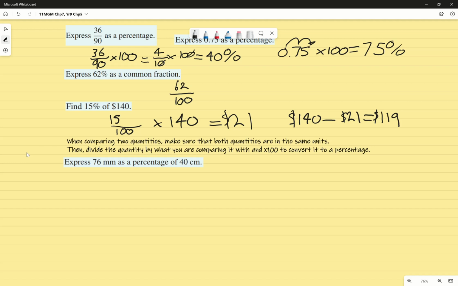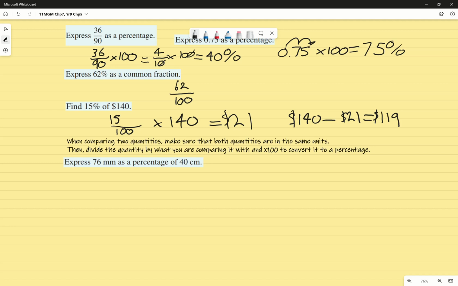So which one do you think we should convert? Which one's going to be easier, the 40 or the 76? Are we going to convert the 76 millimeters to centimeters, or the 40 centimeters to millimeters? Millimeters to centimeters? Sure, we can try that. So what do I divide or multiply by if I'm going from millimeters to centimeters?